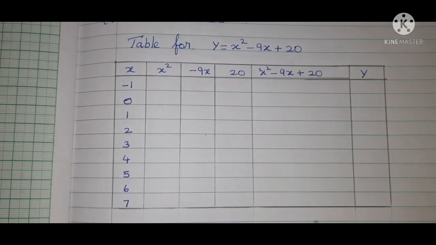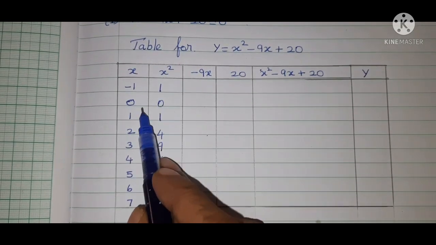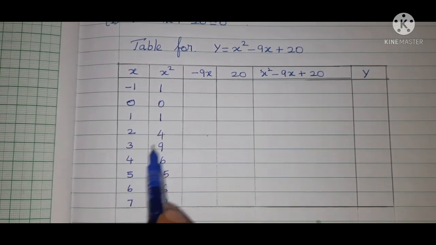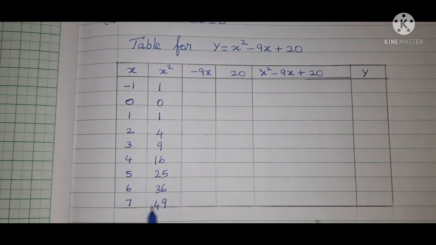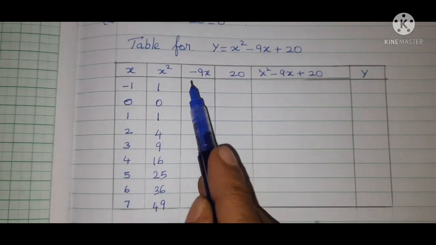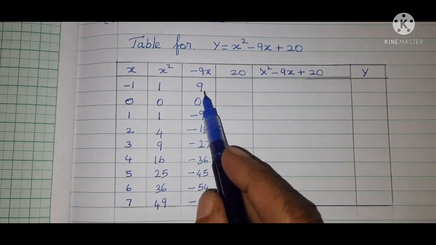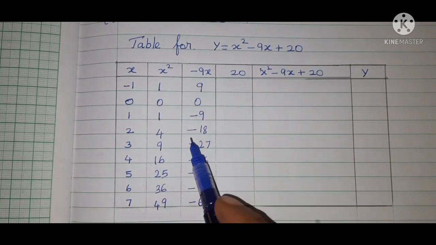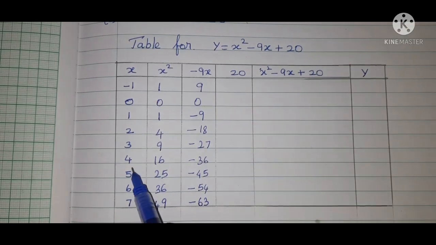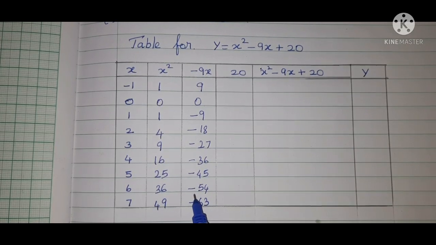First, to find x square, squaring the x values. Minus 1 square 1, 0 square 0, 1 square 1, 2 square 4, 3 square 9, 4 square 16, 5 square 25, 6 square 36, 7 square 49. Next, minus 9 into x. Minus 1 into minus 9 is plus 9. 0 into minus 9, 0. 1 into minus 9, minus 9. 2 into minus 9, minus 18. 3 into minus 9, minus 27. 4 into minus 9, minus 36. 5 into minus 9, minus 45. 6 into minus 9, minus 54. 7 into minus 9, minus 63.